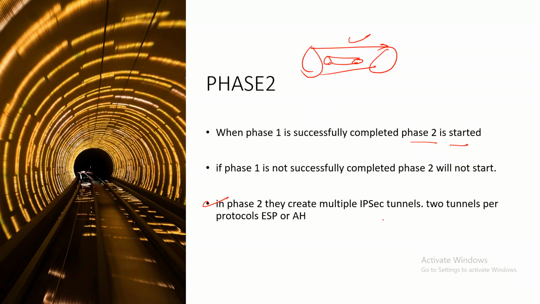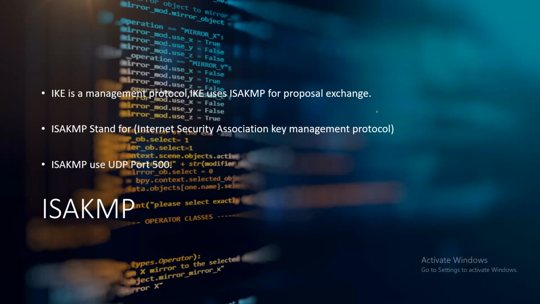In phase 2, they create multiple IPsec tunnels, per protocol, using ESP or AH. ESP supports confidentiality and AH does not, as we discussed, right? So what is ISAKMP? IKE is a management protocol. IKE uses ISAKMP for proposal exchange, like the 6 message and 3 message exchanges we discussed. ISAKMP stands for Internet Security Association and Key Management Protocol. ISAKMP uses UDP port number 500.